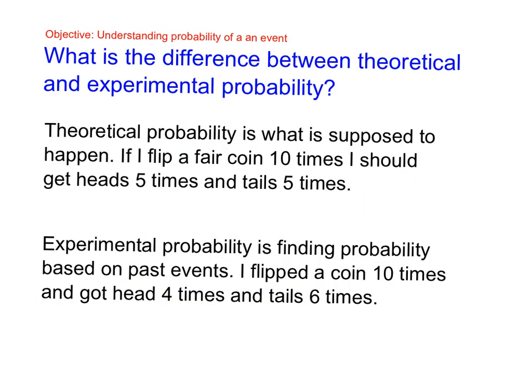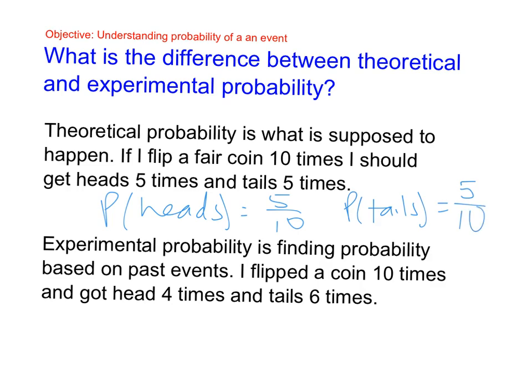All right, so the difference between theoretical and experimental. Theoretical is what would happen in a perfect world. So if you have a coin, if you flip it 10 times, you should get 5 heads and 5 tails. That's the theoretical, what should happen. So the probability of heads should be 5 out of 10, and the probability of tails should be 5 out of 10. But that's not always what happens.